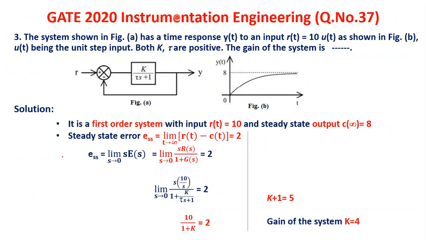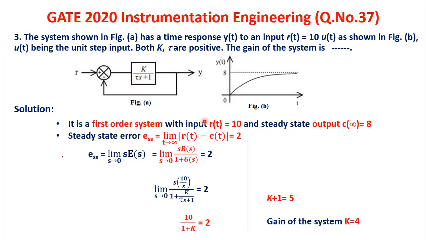Problem number 3, it has been taken from GATE 2020 Instrumentation Engineering, question number 37. The system shown in figure A has time response y of t to an input r of t equal to 10 u of t as shown in figure B. U of t being the unit step input, both k and tau are positive, the gain of the system is dash.